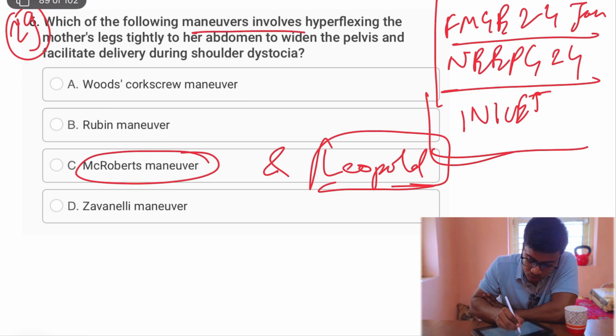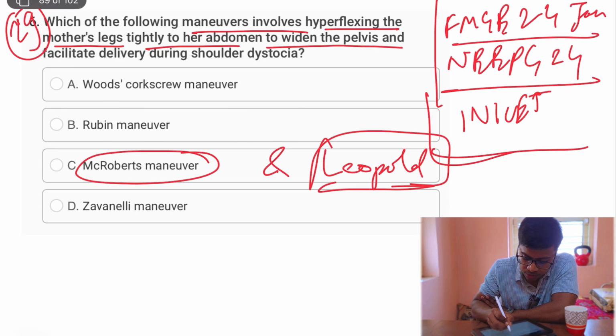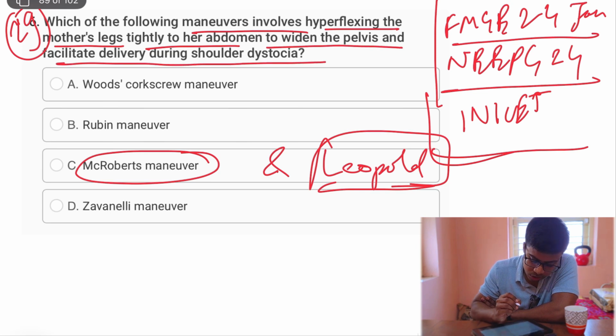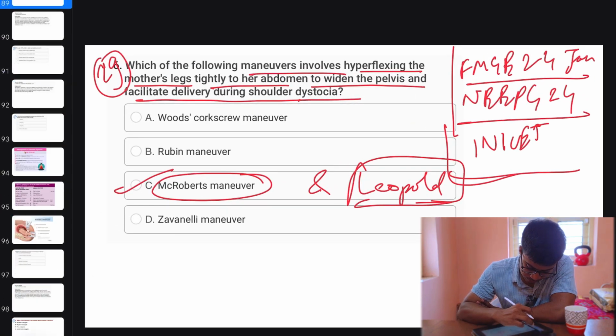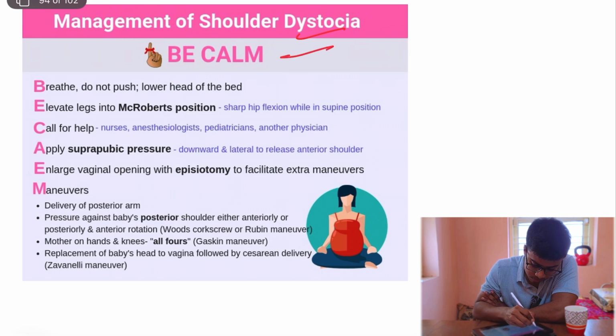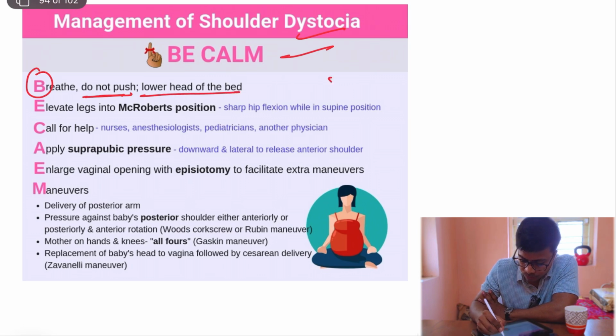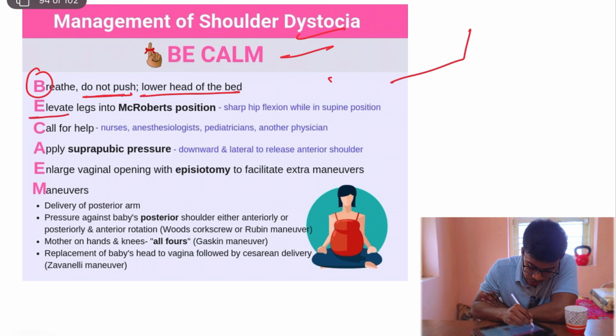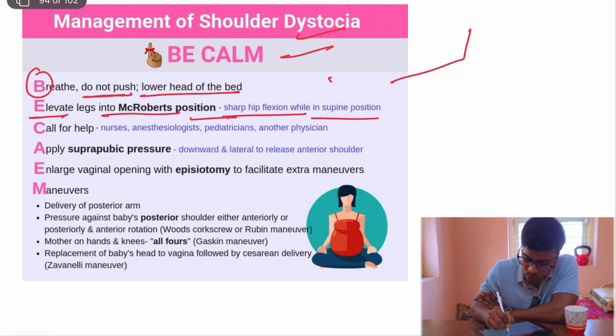Which of the following maneuvers involves hyperflexing the mother's legs tightly to her abdomen to widen the pelvis and facilitate delivery in shoulder dystocia? Shoulder dystocia, it's McRoberts maneuver, but let's discuss how it is. Whenever there is shoulder dystocia, be calm. Tell the patient to breathe. Do not push. Lower the head of the bed. Elevate legs into McRoberts position. Sharp hip flexion while in supine position.